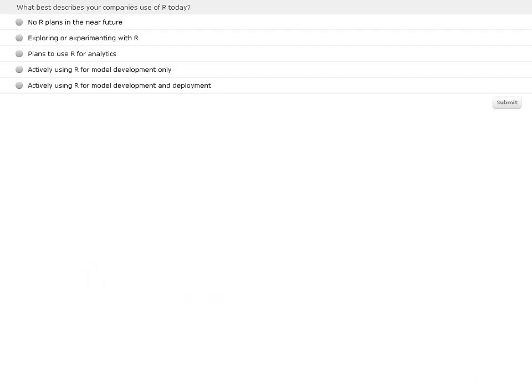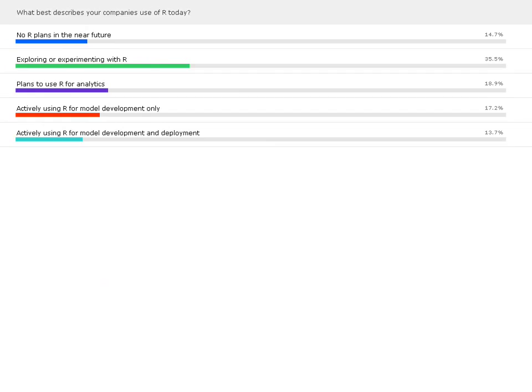So, can we see the poll result? All right. I'm a little surprised by that. 15% with no plans at all for R. That's a slightly higher percentage than I might have expected, that most people will say they have some plan for R. But the big one here, exploring or experimenting with R, is very much what I see.